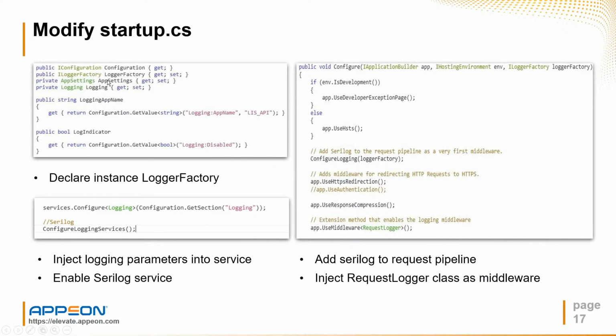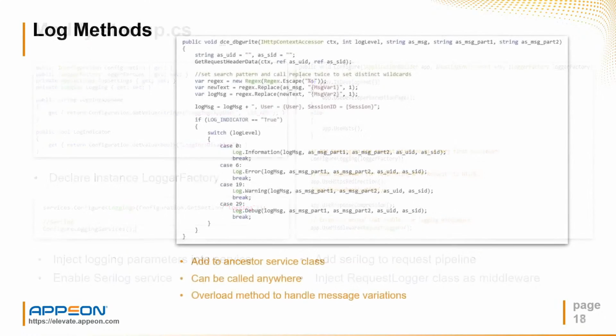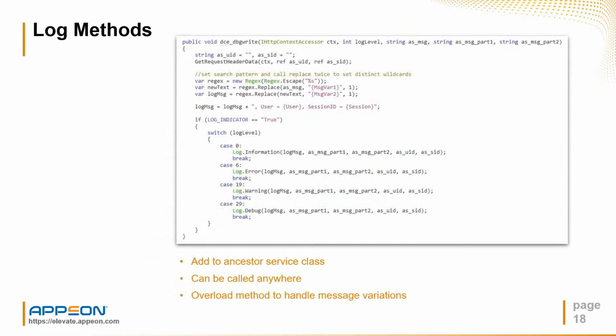So again, here's a slide specifically about the different components of the startup that we talked about: declaring your logger factory, enabling the service, adding Serilog to the request pipeline, and injecting the logger class as middleware to get a handle on the request header information.